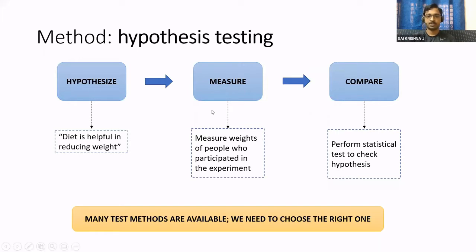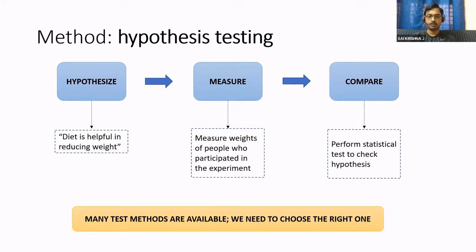And then we measure. So what do we measure here? Our target variable or the experiment is centered around the weight of the people, right? So we measure the weights of the people who participate in the experiment. And then we compare. This is the actual statistical part where we perform some test to check whether this hypothesis is true or not. Now the challenge here in this kind of hypothesis testing scenario is many test methods are available and we need to choose the right one.